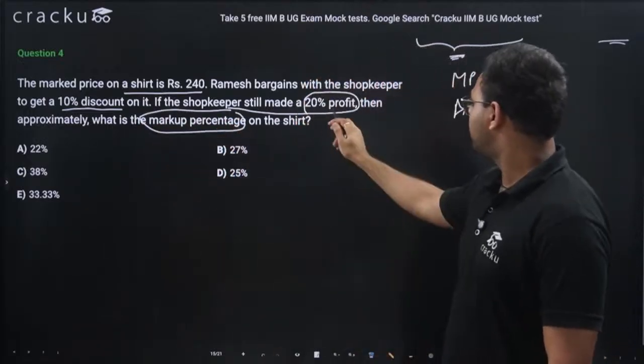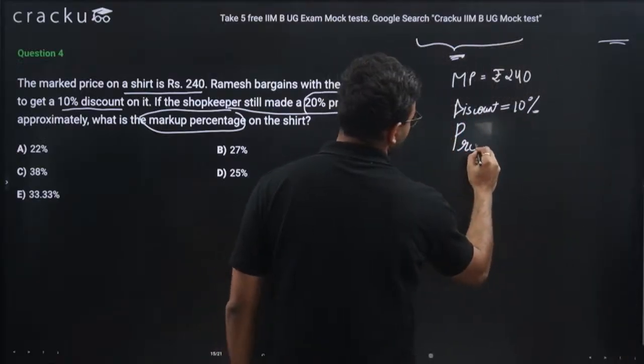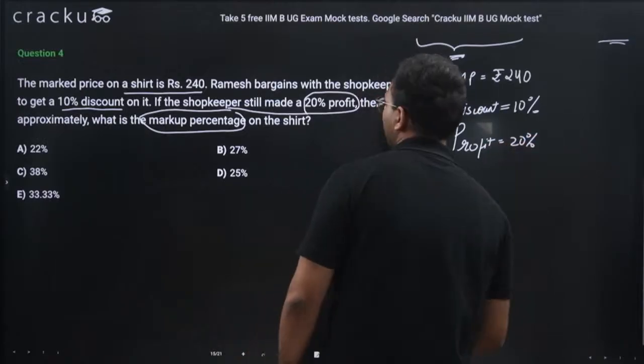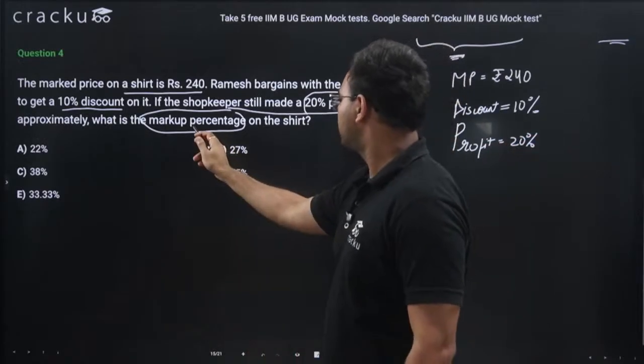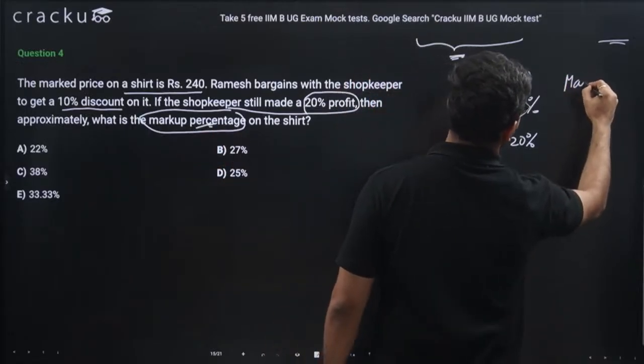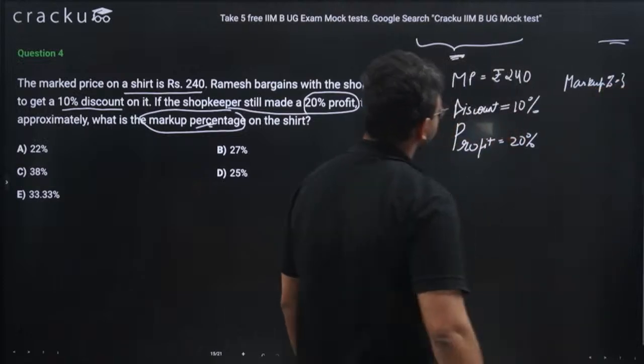First of all, it is given that the profit is 20%. So again, I'll write this here. Profit is equal to 20%. What is the markup percentage which is being asked? It is asking for the markup percentage. It is asking for markup percentage is what?